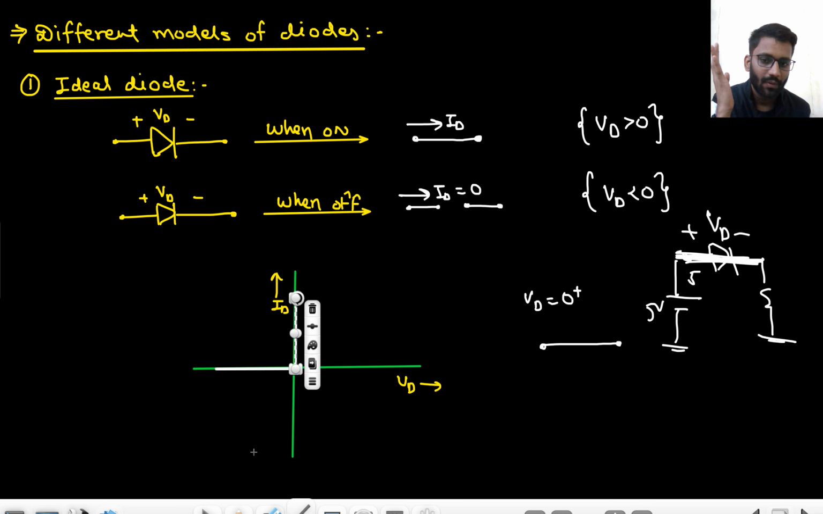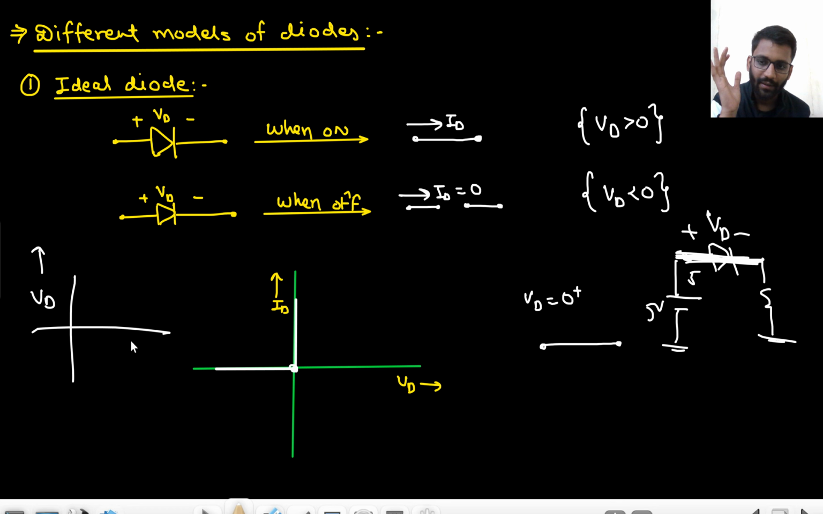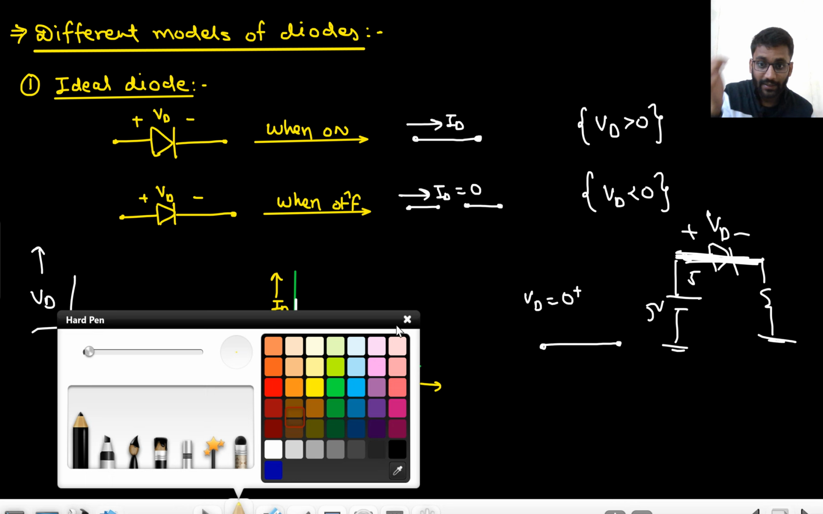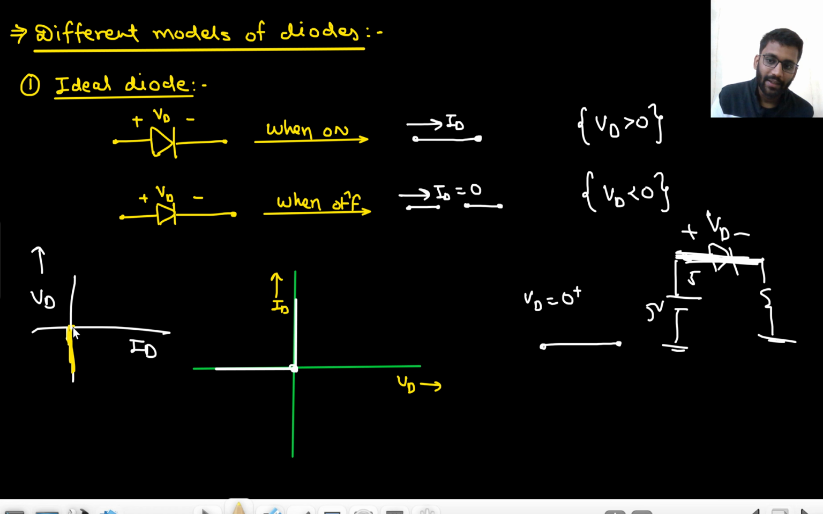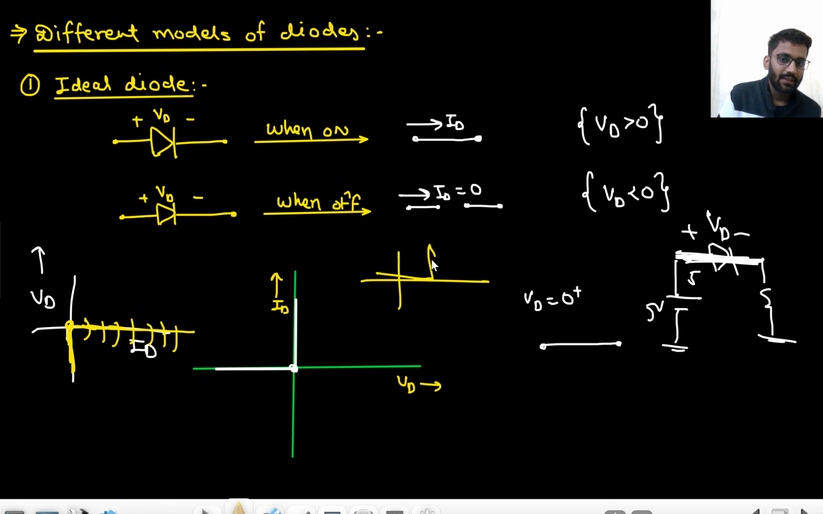Do you understand this graph? Let us assume I make the graph like this, VD here and ID here. So for VD less than 0, ID is 0. And for VD greater than 0, ID can have any value. So VD is fixed at 0, but ID can have any value: 1 ampere, 2 ampere, 3 ampere, 4 ampere, 5 ampere, 6 ampere, 7 ampere. This doesn't mean that ID will have infinity value. If I am making the graph like this, this doesn't mean the y-axis value will be infinity. No. It can have any value.